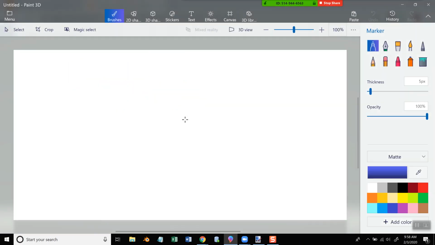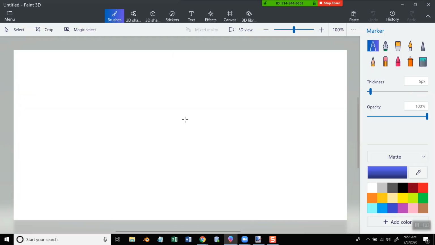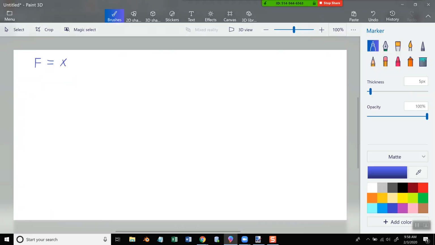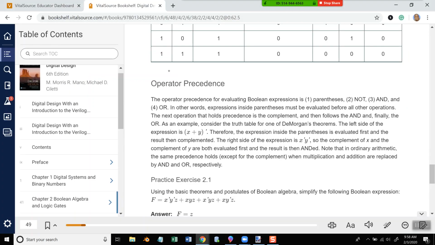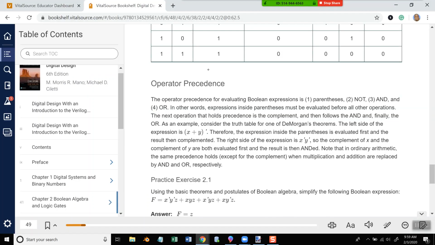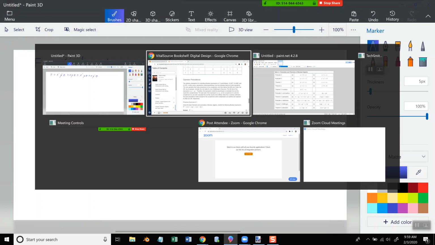Some of these take me a while. I get them eventually, but there's no time limit on the second test on this. The expression is x prime y prime z, plus xyz, plus x prime yz, plus x y prime z.